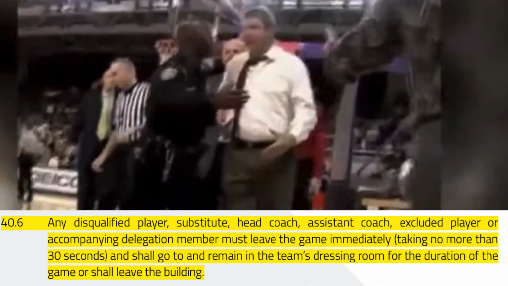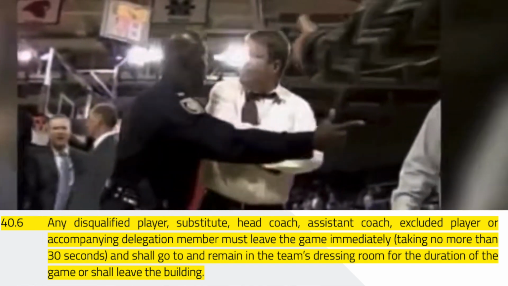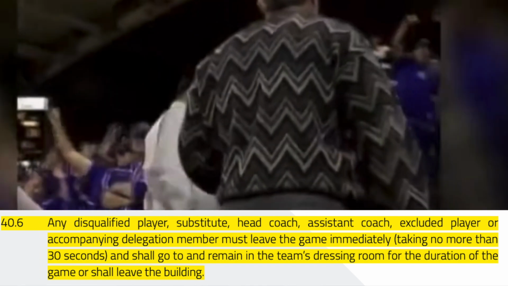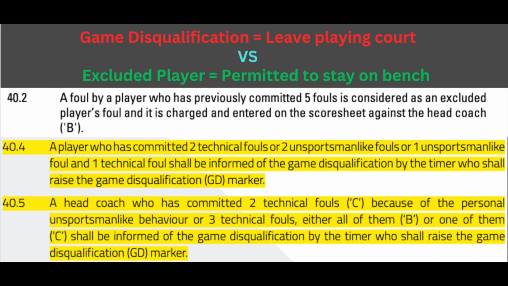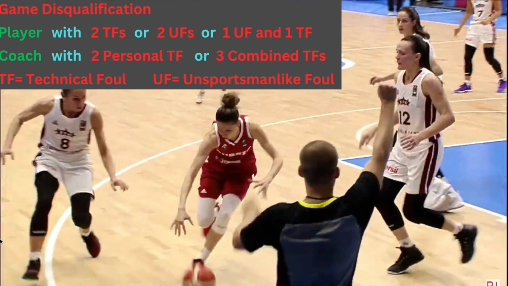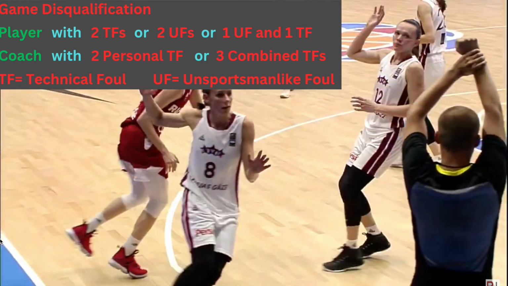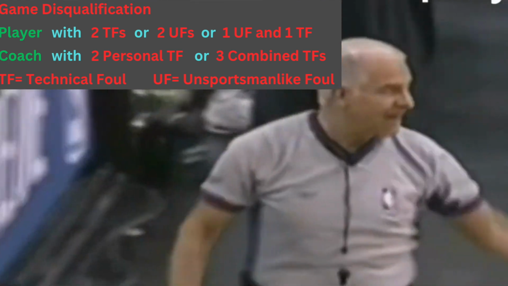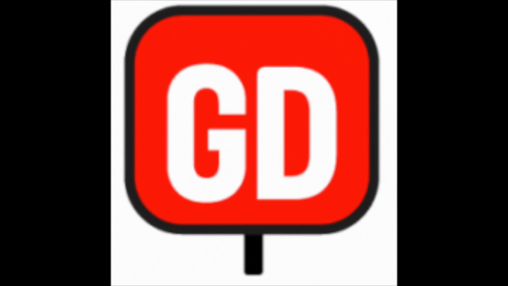It's important to showcase the distinction and give a reminder of what an excluded player is versus a game disqualification. An excluded player is someone that attained 5 fouls in the game and they're permitted to stay on the bench. A game disqualification is when that team member must leave the playing court. What that looks like for a player is when they commit 2 technical fouls, or 2 unsportsmanlike fouls, or 1 unsportsmanlike foul and 1 technical foul. And there will be a game marker, which we'll look at in a second, that will be showcased at the table to show that they are disqualified from the game.